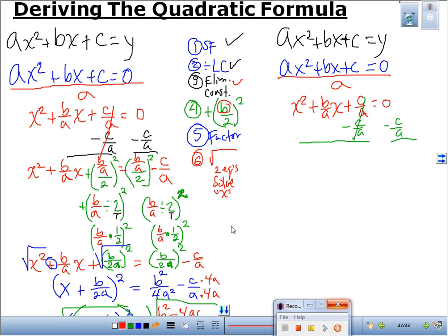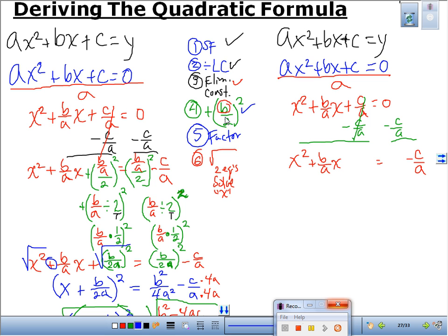We're left with x squared plus B over A x. We leave a space because that cancels. We bring down the equal sign. And what do we have here? Leave a little space, and then we have minus C over A.